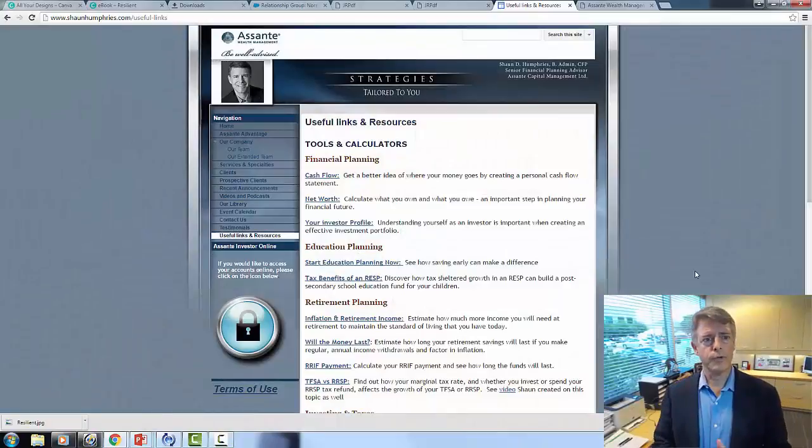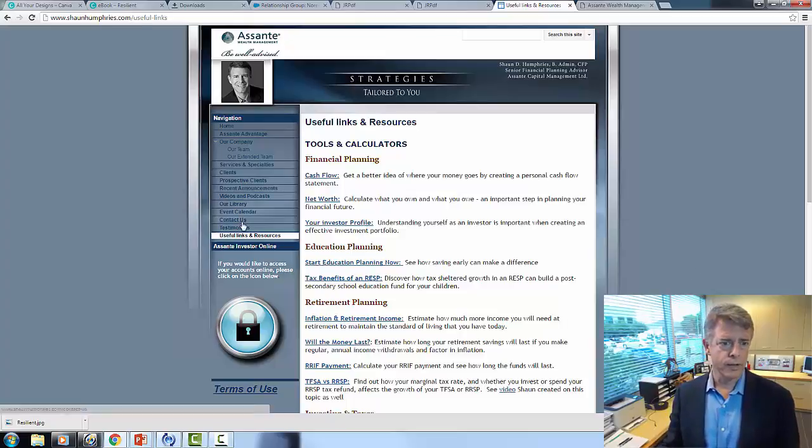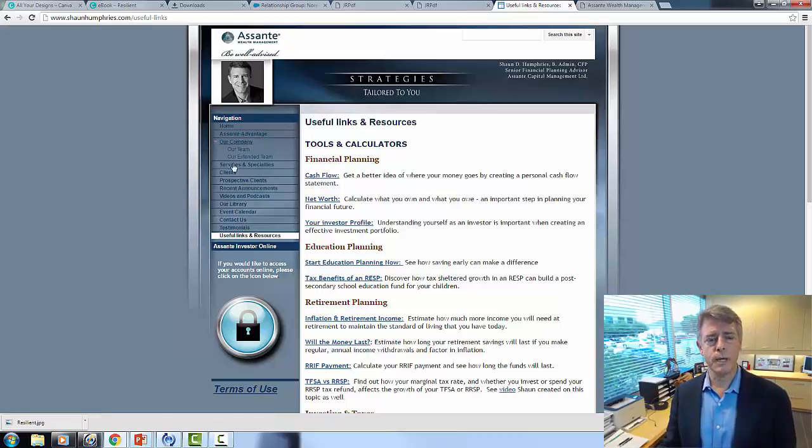Okay, now we're at the website, www.shaunhumphries.com. On the home page, on the left panel, you'll see different categories on the navigation pane. If you go to useful links and resources and click on that, it'll take you to this particular page on the website. There are a lot of different calculators, with a description for each one. I'd encourage you to go in there, take a look at each of the calculators, and fool around with them. There are some really good little calculators that are very helpful.